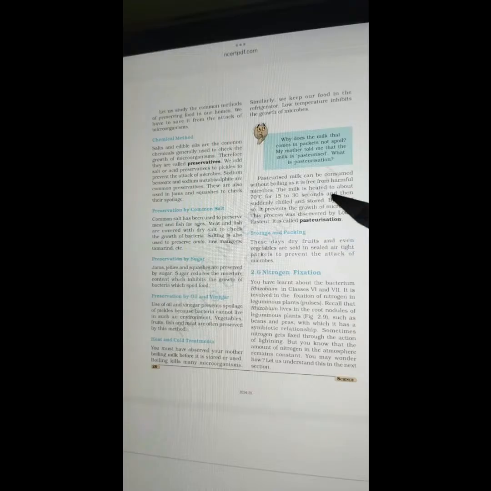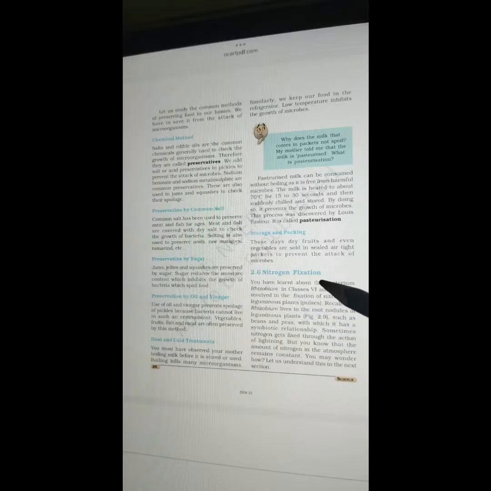The milk is heated to about 70 degrees Celsius for about 15 to 30 seconds and then suddenly chilled and stored. By doing so, it prevents the growth of microbes. This process was discovered by Louis Pasteur. It is called pasteurization. Storage and packing. These days, dry fruits and even vegetables are sold in sealed airtight packets to prevent the attack of microbes.